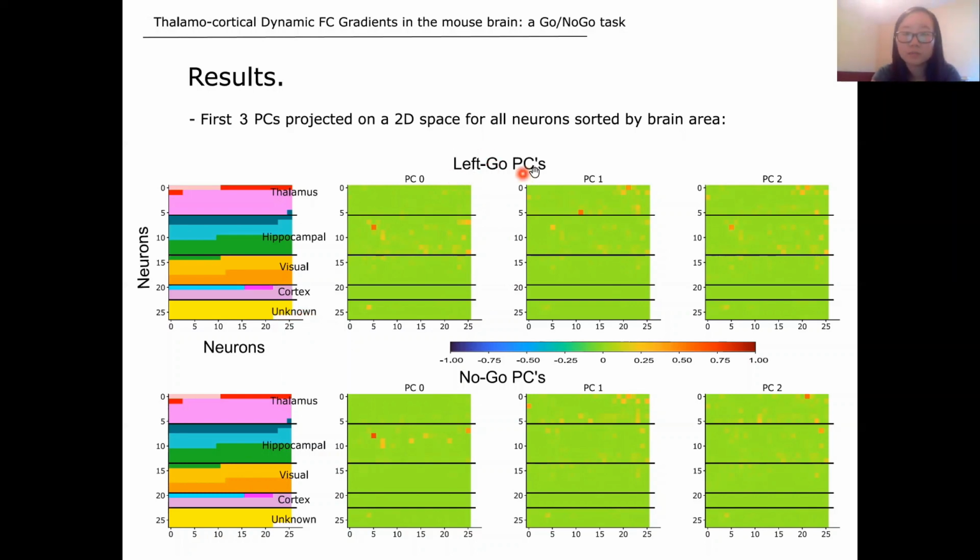So we performed principal components analysis on the left-go trials. And what we see is that the hippocampal area and the thalamus seem to have the largest weights for the principal components. So we performed the same analysis for the no-go trials, and we see the same brain areas having large weights.